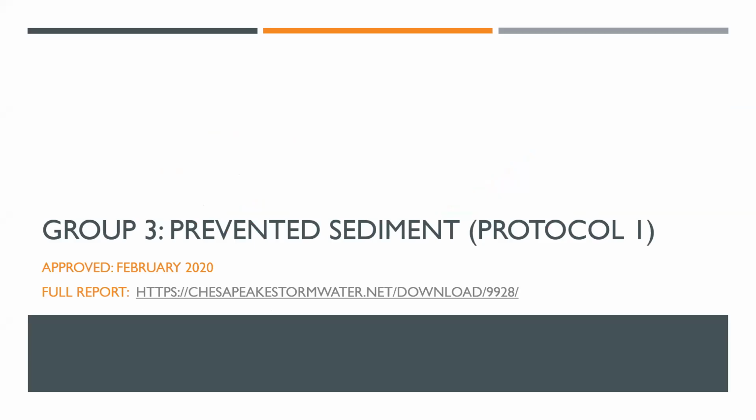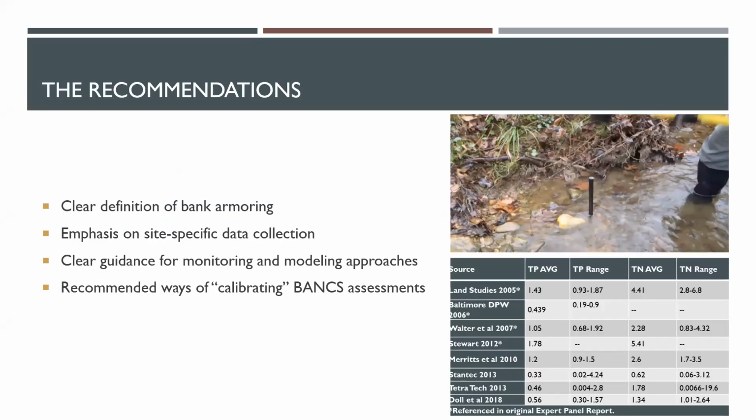The third group, for prevented sediment Protocol 1, was approved in February of 2020. Again, the link is there. The recommendations for this report, revisiting the prevented sediment protocol, break down into 4 large sets of recommendations. The first was to provide a clear definition of bank armoring. So if you remember, there was a qualifying condition for the original expert panel report. The projects designed to protect public infrastructure by bank armoring would not be eligible for credit, but they didn't really elaborate on what constituted bank armoring.